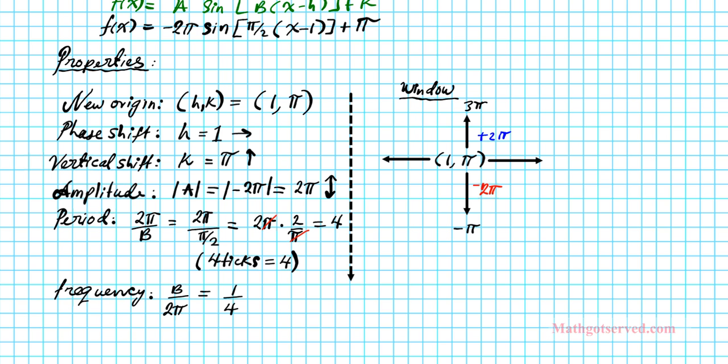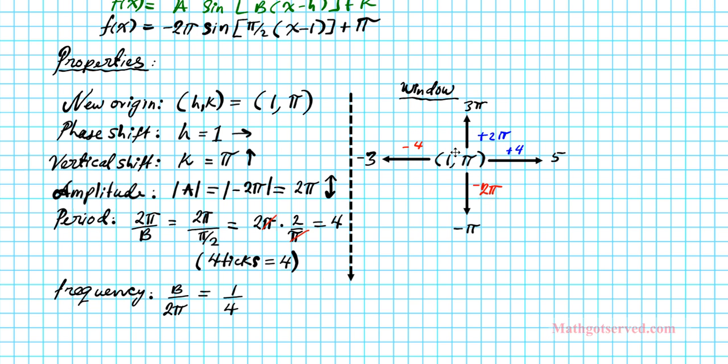Now let's go side to side. We're going to use our period. Our period is 4, so we're going to add 4. Now we're working with the x-coordinate. 1 plus 4 is 5. And then in the other direction, we're going to subtract the period also. 1 minus 4 is negative 3. All right, so these are the dimensions of our window to ensure that we have a good picture of the indicated graph.